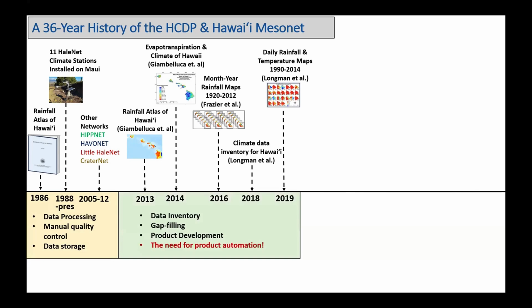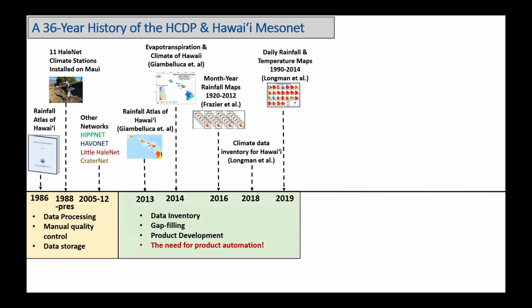So this period right here was a time of really figuring out how to map climate in Hawaii, how to do some things like gap filling, and then the product development, right? Like developing these gridded products. But what we realized is every time we were creating these maps, they had a finite end date.